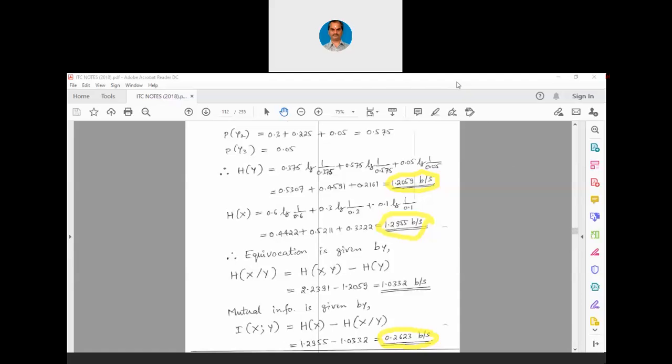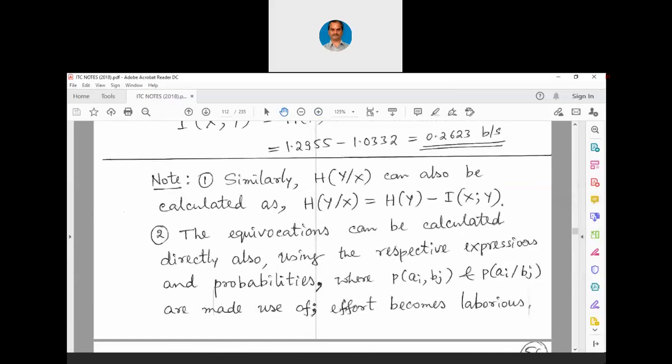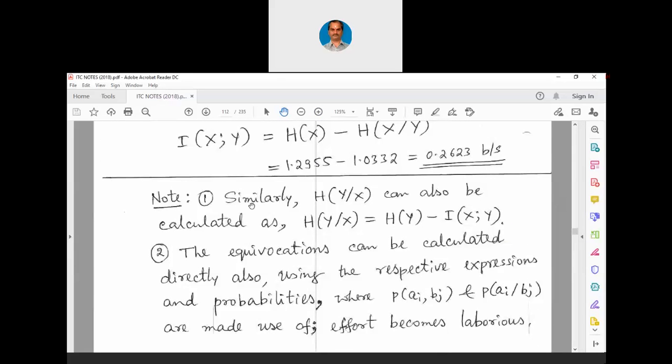Let me proceed now. Let me zoom out again. So the conclusion, as I've already told you, is that the channel noise is going to come in between source and destination. Let us see the note now. Note 1. Similarly, h of y slash x also can be calculated as h of y slash x equals h of y minus I of x semicolon y.